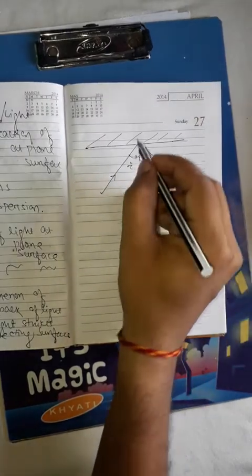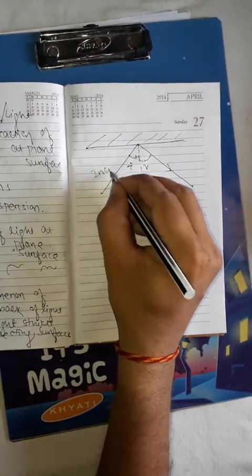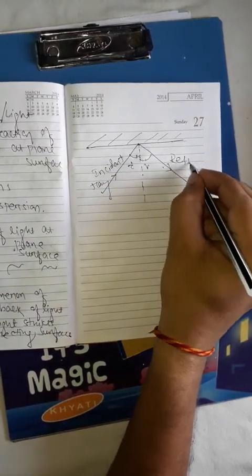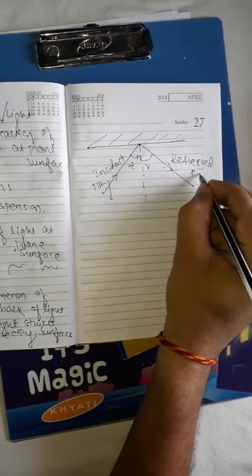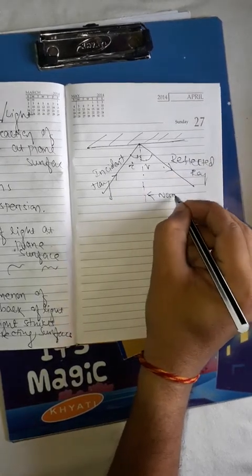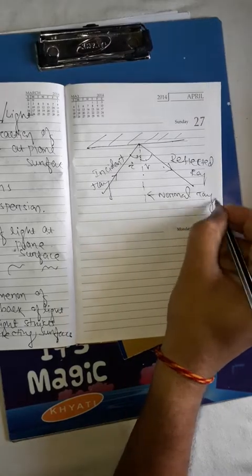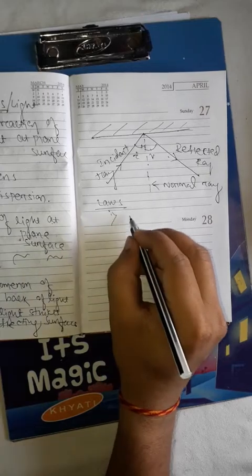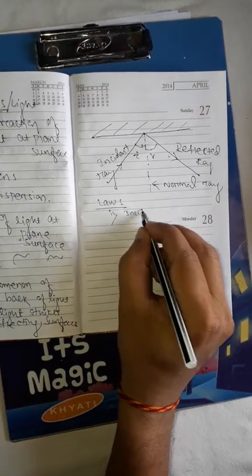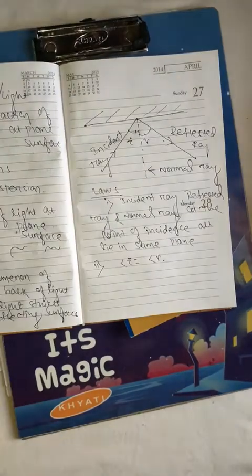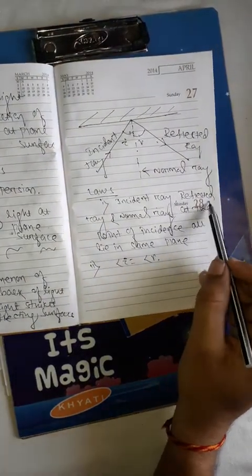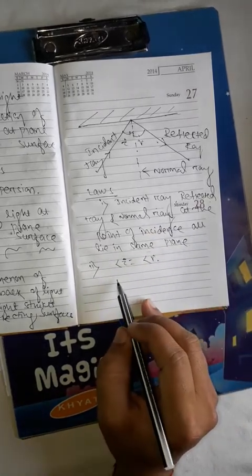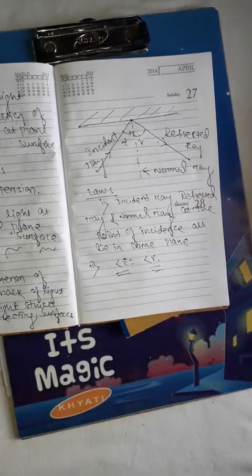This first ray is the incident ray, this is the reflected ray, and this one is the normal ray. The laws related to it: the first law states that the incident ray, the reflected ray and the normal ray at the point of incidence all lie in the same plane. The second law states that the angle of incidence is equal to the angle of reflection.